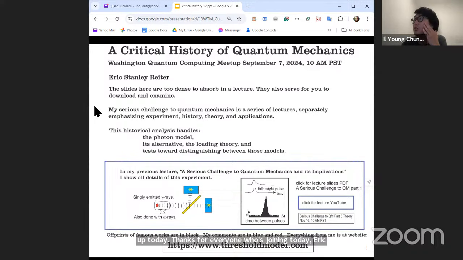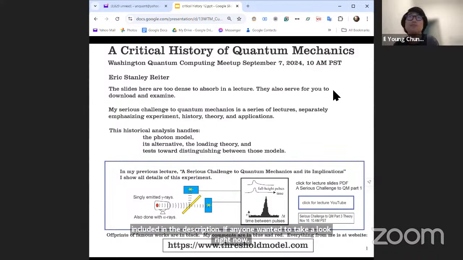Today's topic will be a critical history of quantum mechanics. Many themes in physics will be discussed today, such as the photon model, loading theory, the Compton effect, Schroedinger, response time arguments, light detectors, beam split coincidence tests, matter wave tests, and the EPR-Bell threshold model. Here are the lecture slides that were included in the description. If anyone wants to take a look right now, this will be covered today.